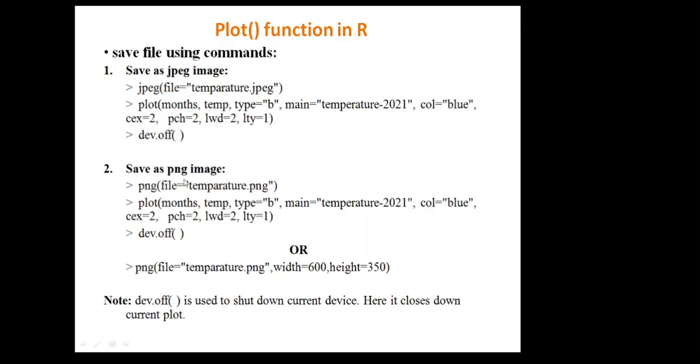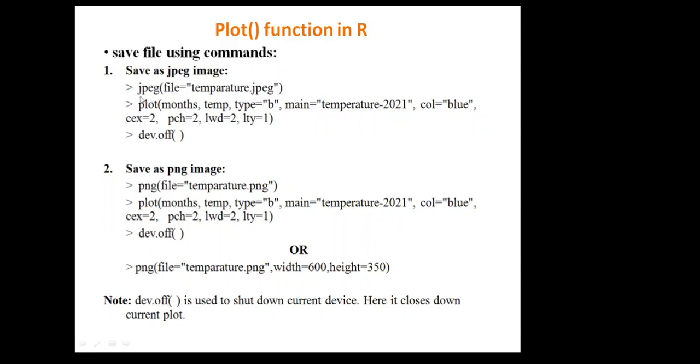Now if you want to save your graph as a PNG image, then instead of JPEG you can use the PNG function. The remaining commands are the same, that is, the plot command is there, and after that the dev.off command is there. The sequence of these three commands must be like this only. First you need to specify the type of image, then you need to plot your graph, and then you need to use the dev.off command. The sequence is fixed. The only change is in the type of image.